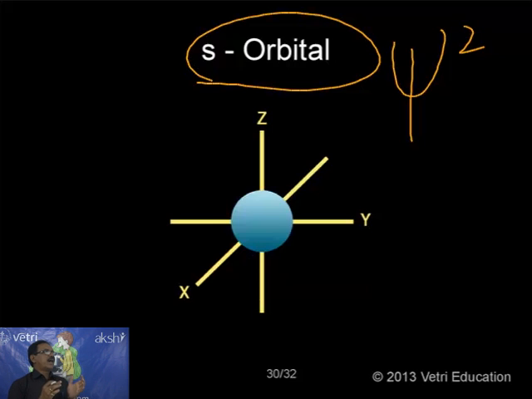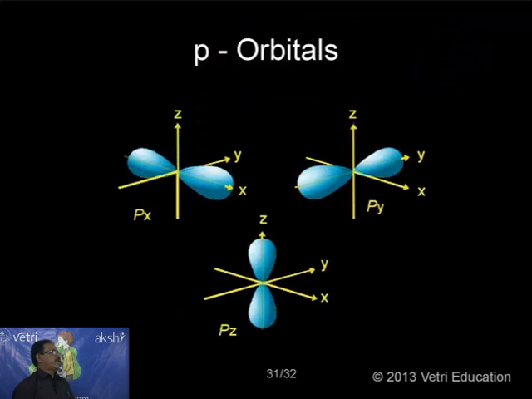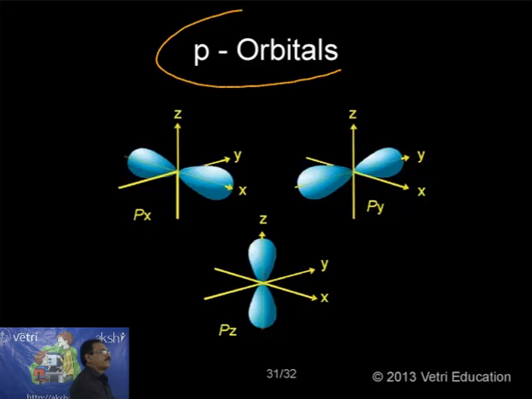Now this orbital can be of many different shapes. First is the s orbital. This is the shape of the s orbital, represented by three coordinate axes x, y, and z. The next one: what you are seeing here are the p orbitals, px, py, and pz. The shape is different. The s is spherical, while this is dumbbell.